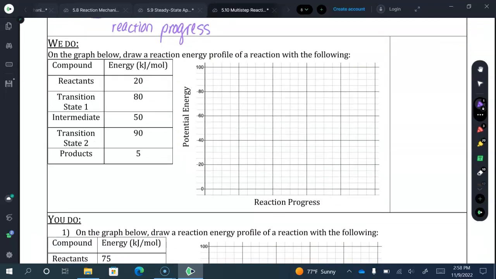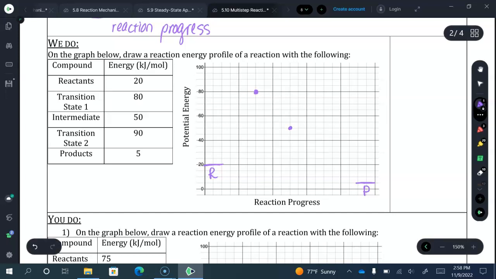So we are going to draw the reaction energy profile diagram with the following data. Okay, so my products are at 5, which would be here. So this is my product. My reactants are at 20, which is here. Okay, so there's my reactants. And then my transition state 1 is at 80. So somewhere I'm going to put a little dot saying here's transition state 1. And then I have an intermediate at 50, so I need to find where 50 is, so about here. And I just need to have them in order so that my reaction shows it's making progress.